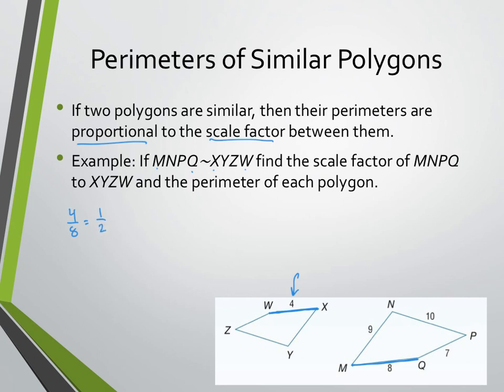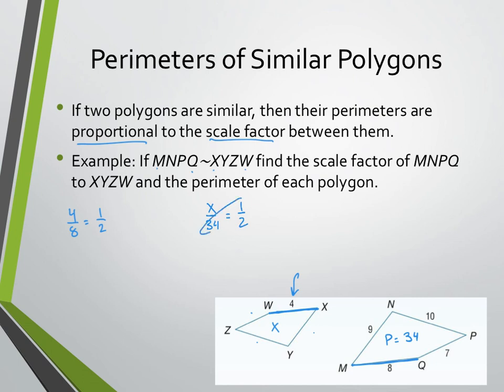Now the question is asking me to find the perimeter of both. However, I don't have all the information to find the perimeter of my small shape. So I'm going to find the perimeter of the big one, and then use the scale factor to find the other one. When I add up all my sides, I get that my perimeter over here is 34. I'm going to call this one x, since I don't know what it is. Next, I'm going to set that up as a ratio. My scale factor went from small shape to big shape, so I'm going to have x over 34, and I'm going to set it equal to my scale factor of 1 over 2.